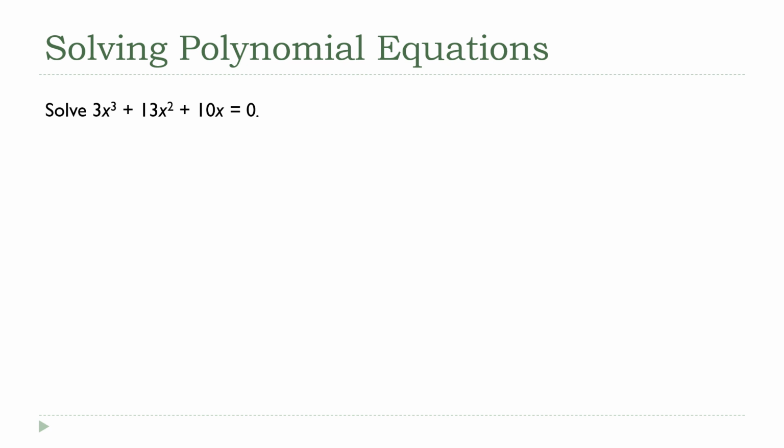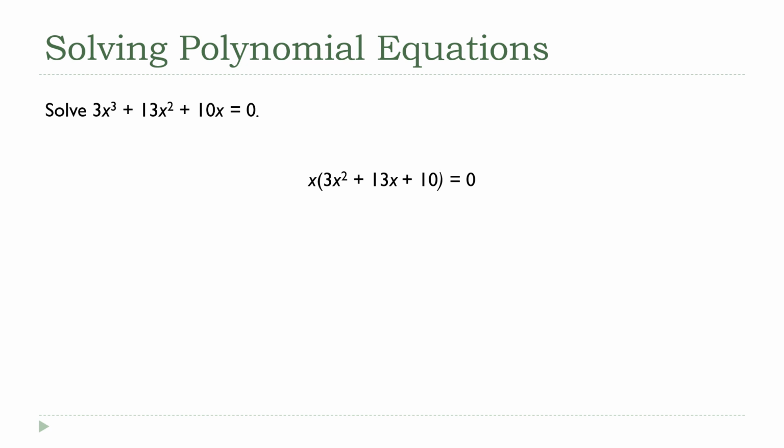So to use our zero product rule, the first thing we need to do is make sure our equation is equal to zero, which this one already is, right? So we can move right ahead to the factoring stage. Now, the first thing that stands out to me when I look at this equation is that all three terms have an x. So I'm going to take that common factor and factor it out, and that makes the equation x times 3x squared plus 13x plus 10 is equal to 0.